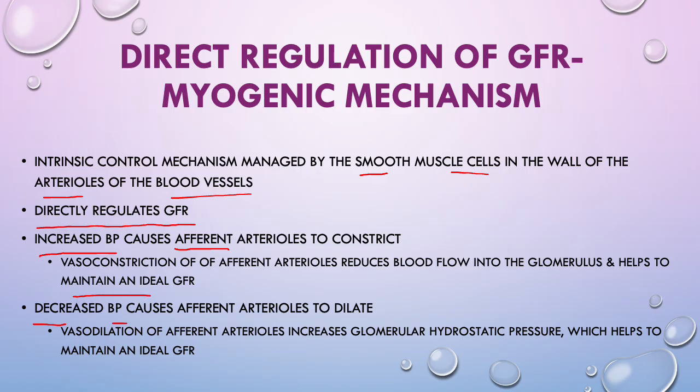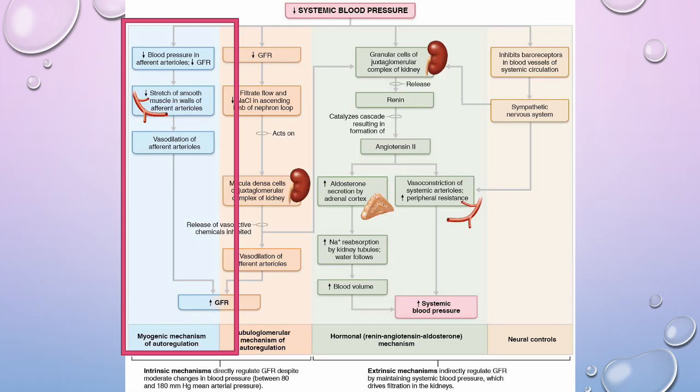A decreased blood pressure causes the afferent arterioles to dilate, meaning the lumen is going to expand, allowing more blood to go in and helping to maintain an ideal GFR. The whole point of this is to keep homeostasis, a balance, okay? Not too much, not too low. A sweet spot. This is what we're talking about. This one directly affects the GFR, increasing it when it's needed, either if the blood pressure goes down or if the blood pressure goes up, okay?